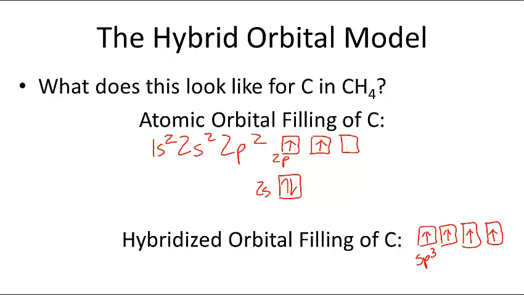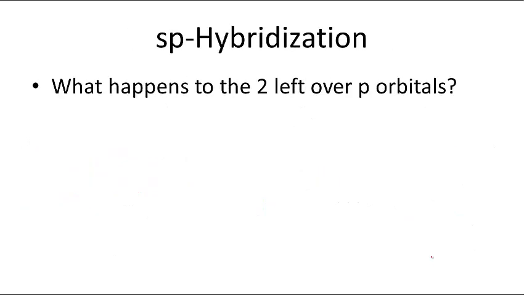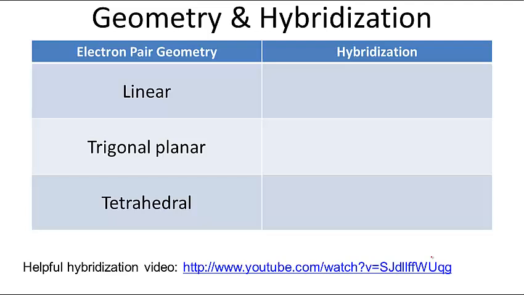All right, so now I promised I would highlight when we got to something that you actually need to know. So it's this slide. You actually need to know this slide. You need to be able to associate an electron pair geometry with a hybridization. So for linear, we said the hybridization is sp, and then there's 2 leftover p orbitals.